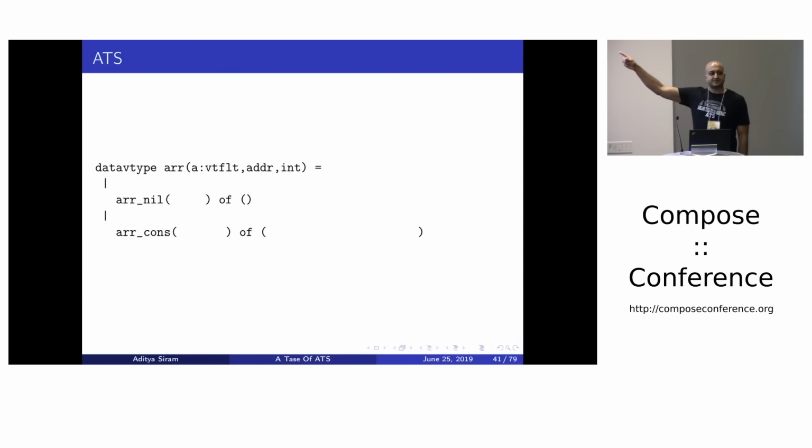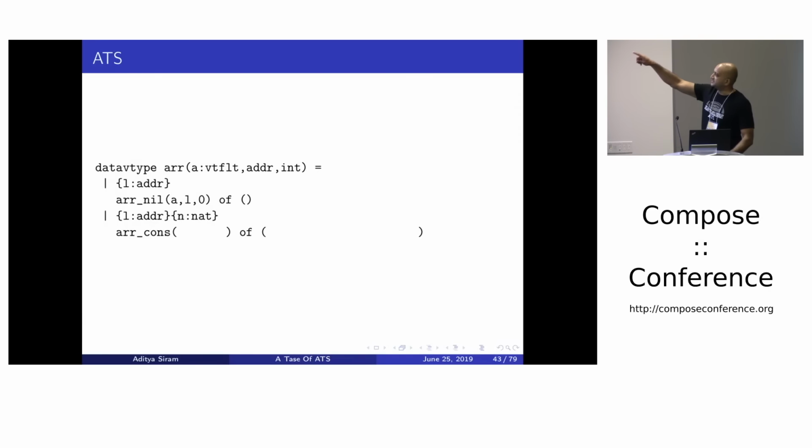Adder is an address. It's an abstract address that the thing points to somewhere in memory. And int is actually a type track length. So as you cons onto this array, that integer gets incremented at the type level. So for nil, it just takes an abstract address. By the way, that is a refinement type. And a length of 0, which is what you would expect. A nil array has a length of 0.